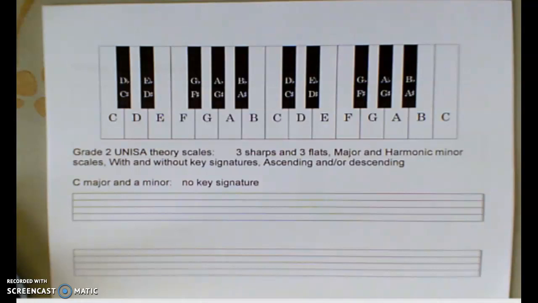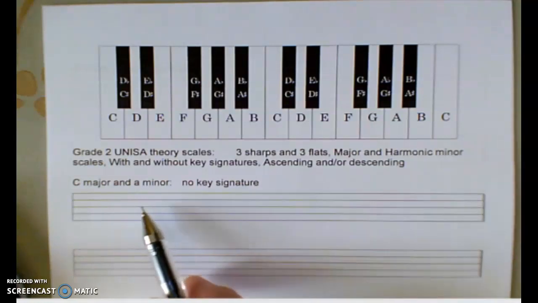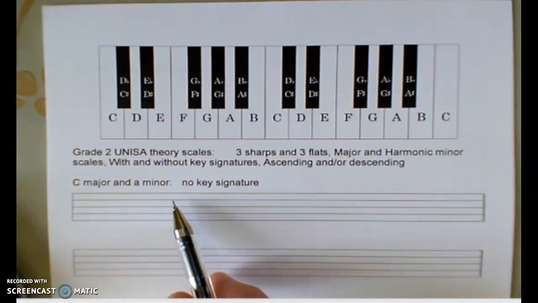Now you also have to be able to write this with or without key signatures. So if I write with a key signature, the key signature is in front of the scale. Ascending, they can ask you only to write it ascending or only descending, and it can be a combination of both. So in the examination, they can ask you to write C major and A minor.